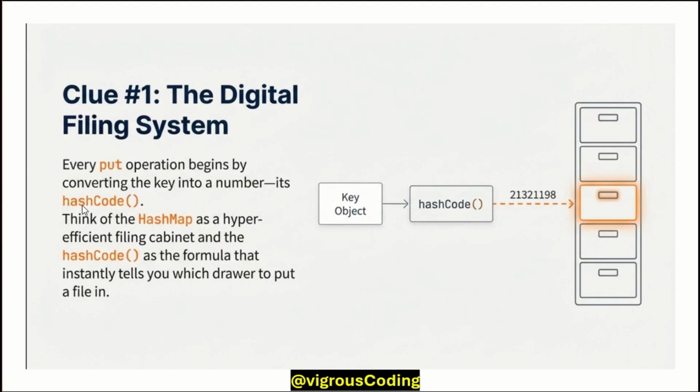First, HashMap calls hashCode on the key, which converts the key into a number, called the hash code. So let's think of HashMap like a filing cabinet. The hash code tells HashMap which drawer to use, and this is why the hashCode implementation is very important.